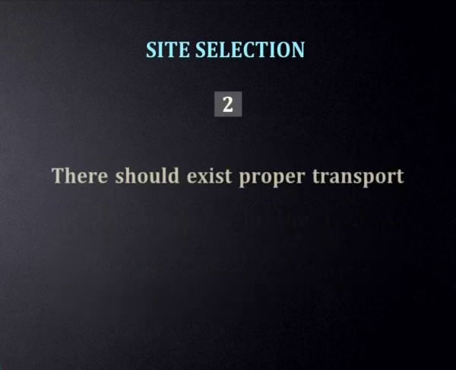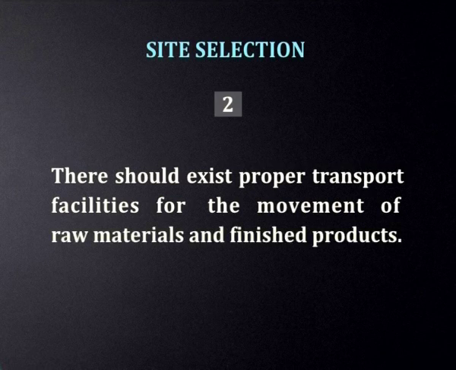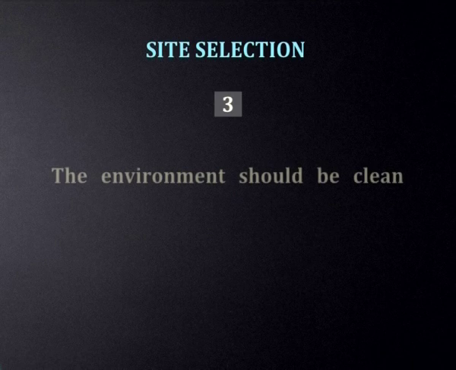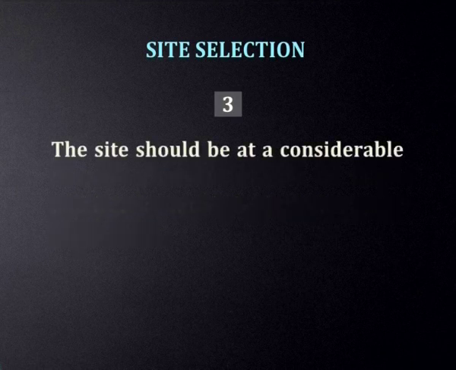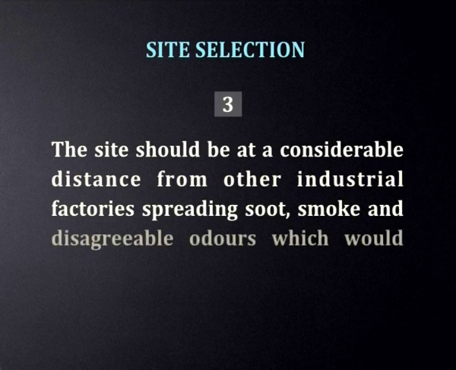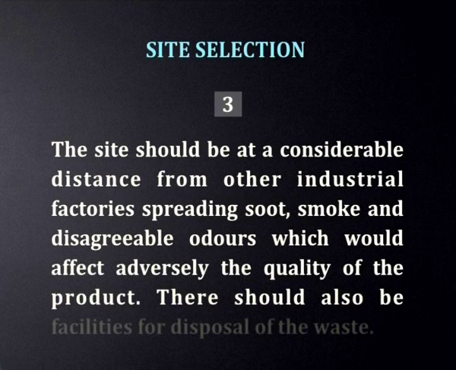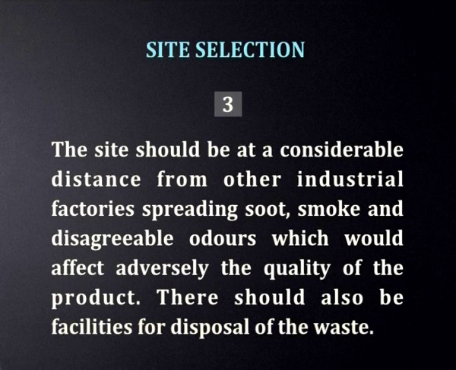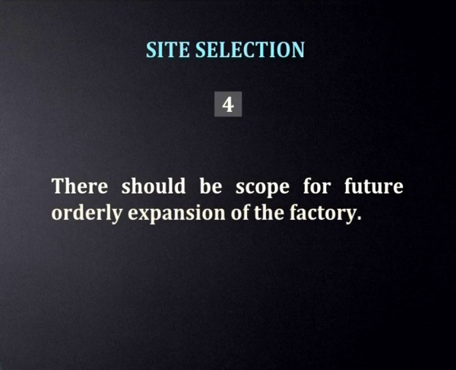Number 2. There should exist proper transport facilities for the movement of raw materials and finished products. Number 3. The environment should be clean and free from debris, dust, etc. as far as possible. The site should be at a considerable distance from other industrial factories spreading soot, smoke, and disagreeable odors which would affect adversely the quality of the product. There should also be facilities for disposal of waste. Number 4. There should be scope for future orderly expansion of the factory.